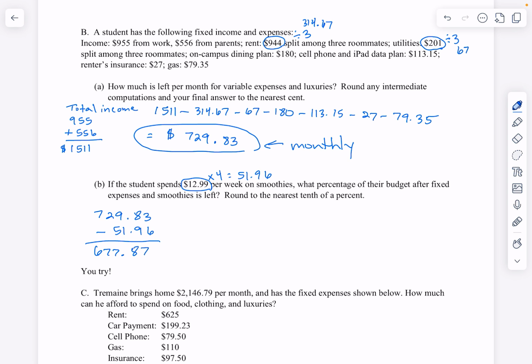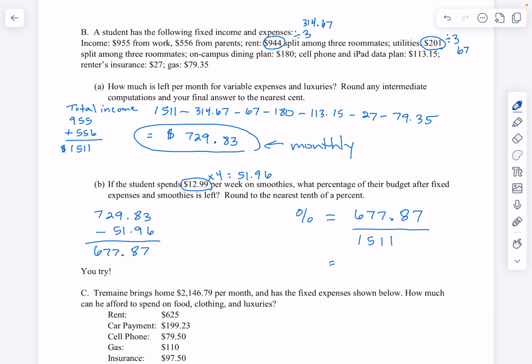$677.87. Now this is kind of asking a different percentage. It says what percentage of their budget after fixed expenses and smoothies is left? Well, the amount of money that's left after all of the expenses are subtracted and the smoothies are subtracted is $677.87. Well, what percentage is that out of the total amount of income that they had at the beginning of the month?